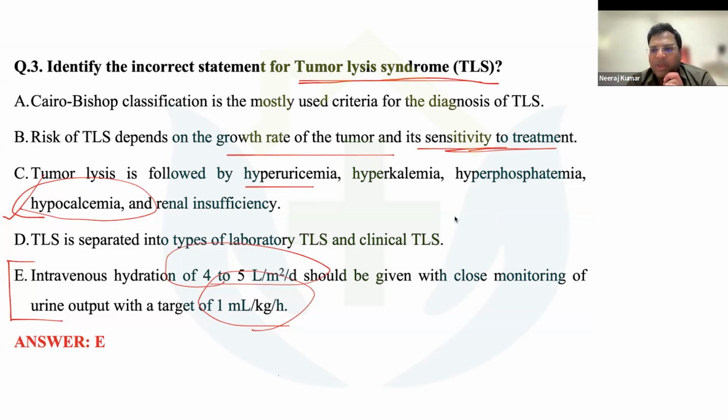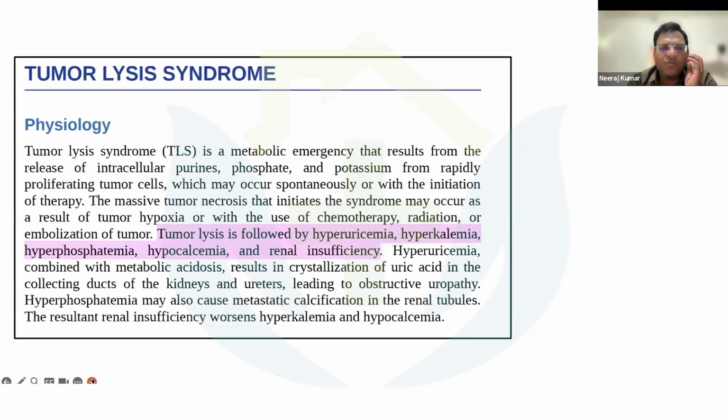So many of you might not have closely seen these options. The rest of the options are very, very true for this statement. Now you see why. Tumor lysis is always followed by hyperuricemia, hyperkalemia, hyperphosphatemia, and hypocalcemia. This is the option they used to ask, but here this first option is true.